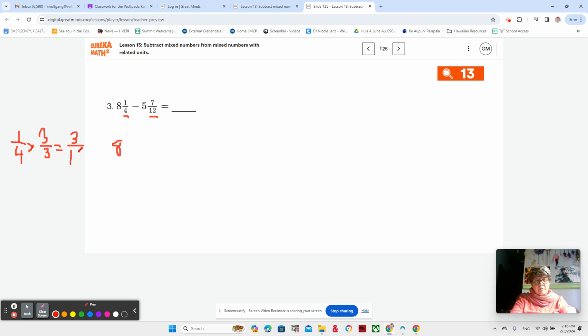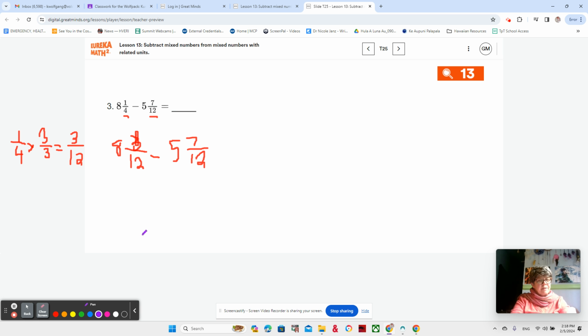When we are adding and subtracting fractions, we always have to have the same denominator, whether they are in a mixed number or whether they are by themselves. Sorry about that. That does not look very much like a 3. There we go. 3/12. Okay. And we're subtracting 5 7/12.